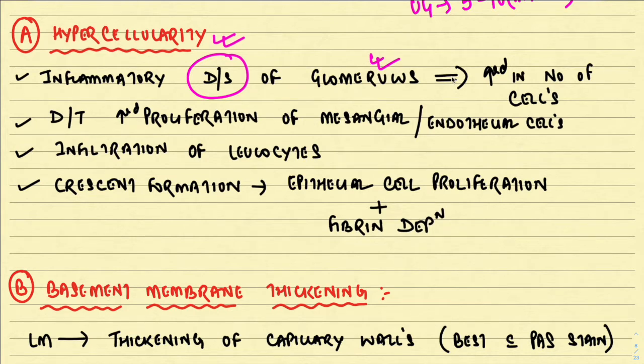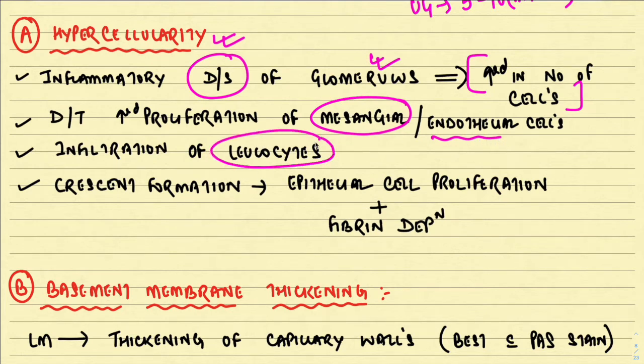In any inflammatory disease of the glomerulus, you will see an increase in the number of cells. Which cells will increase? There will be an increase in proliferation of the mesangial cells and the endothelial cells, accompanied by infiltration of leukocytes, might be mononuclear cells, might be neutrophils also. And in extreme conditions you can also have crescent formation, which is characterized by epithelial cell proliferation plus fibrin deposition.